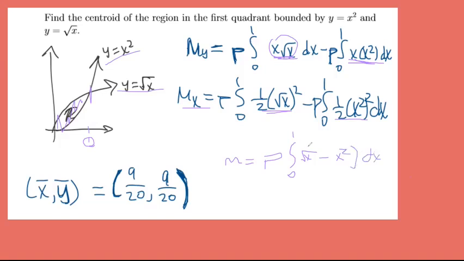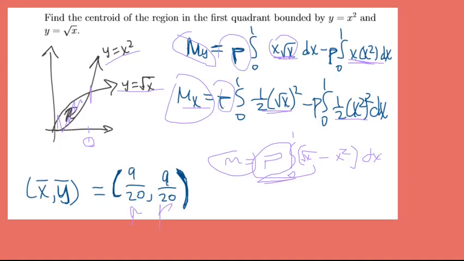And once again, the answers aren't shown for what you get for these, but basically you would still do the same thing. My divided by m would get you 9/20. Mx divided by m would also get you 9/20. That's what the answer would be. And notice that all of these have the density, so that cancels out. So remember what I said about that.